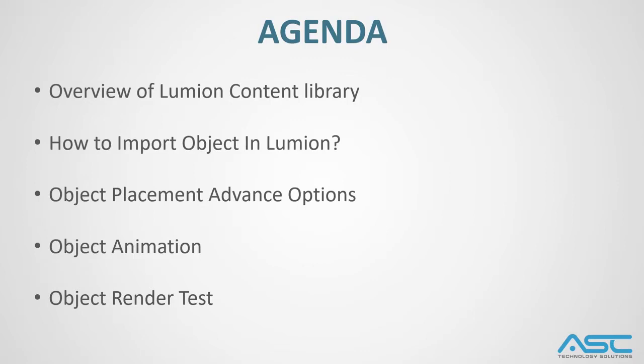This is very interesting. You have hundreds of objects, sometimes thousands of objects. How can you control them? How can you delete all of them together? How can you move all of them together? How can you rotate them together? How can you define the space? How can you change the height or change the textures? We will talk about some of the cool features available in Lumion that will help you do it. We'll talk about object animation and of course the object render test.